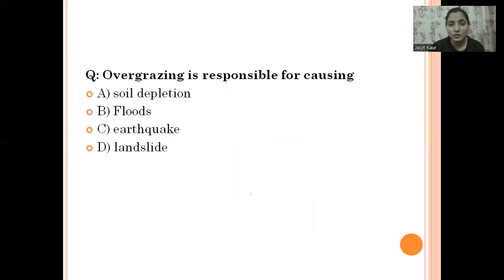So now let's move on. There is one more question for you, so you can test your knowledge here. Overgrazing is responsible for causing soil depletion, floods, earthquake, or landslide. You can answer this question in the comment section also, and also you can answer it on your own to check your knowledge whether you have understood the concept or not.